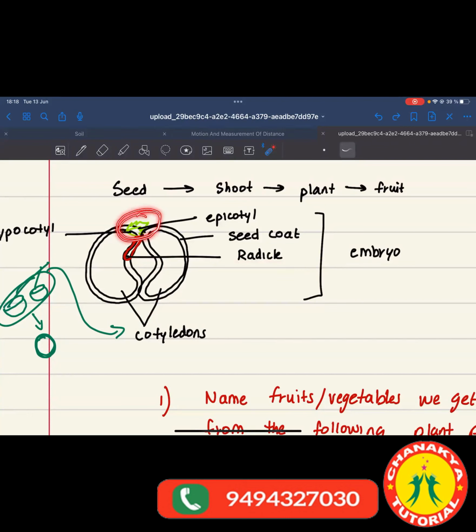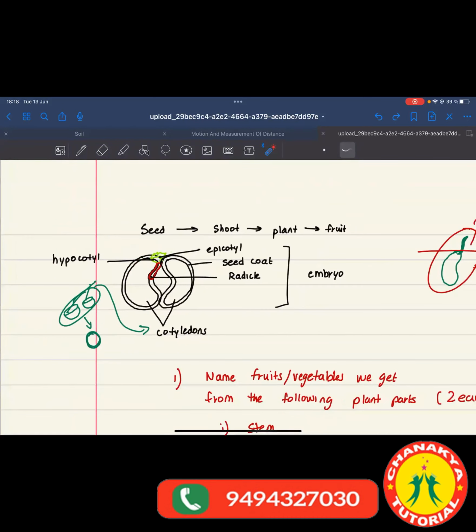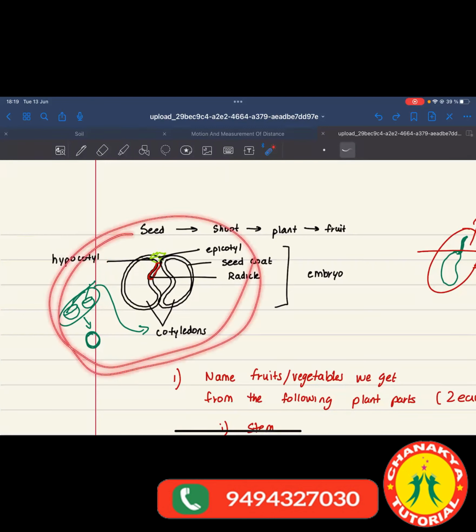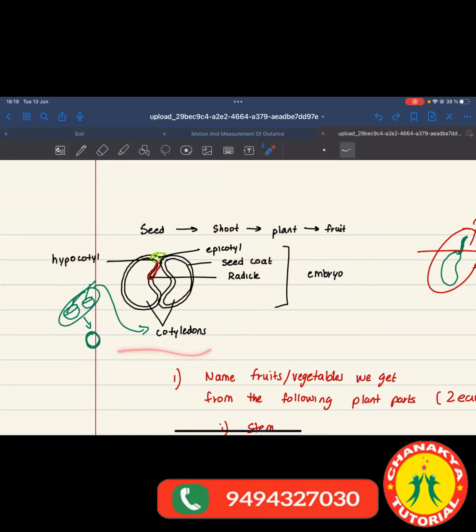The basic shoot, or the baby shoot that is emerging, is called the epicotyl. Just below the epicotyl, you have the hypocotyl. This total structure I've drawn is the embryo. So when I ask you to draw the structure of a seed or a plant embryo, everything is the same. Each one is called a cotyledon, and both of them together are called cotyledons.